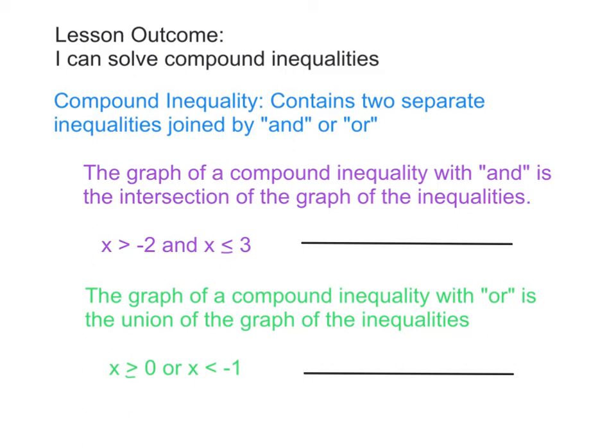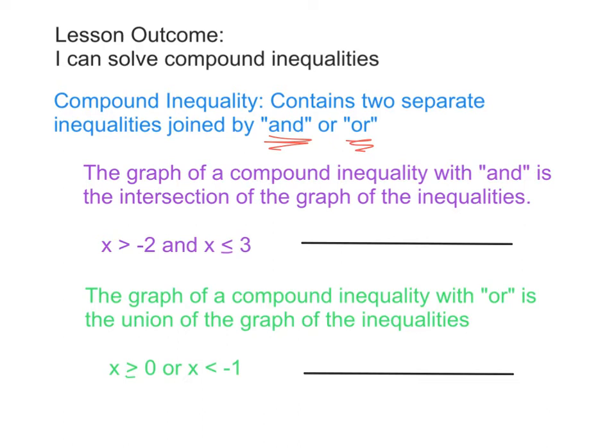The lesson outcome for this video is, I can solve compound inequalities. A compound inequality is an inequality that contains two separate inequalities that are joined by a couple of different possible words. Those words are "and" or "or". So you might have one of them or the other, and we'll talk about the difference between them right now.